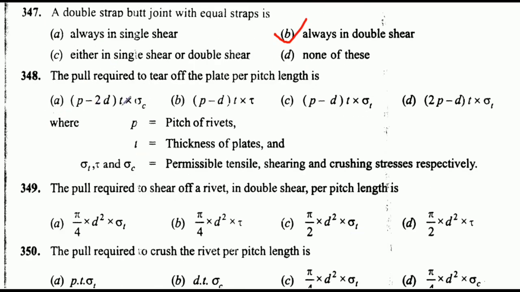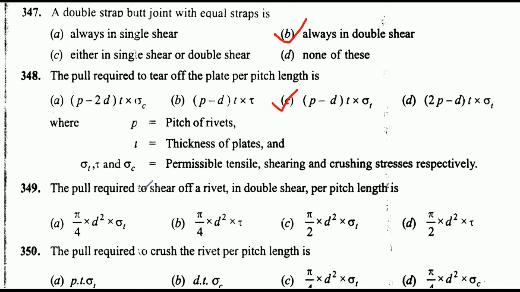Next is, the pull required to tear off the plate per pitch length is, here friends these are the options, and here p is equal to pitch of rivets, t is equal to thickness of plates, and sigma t, tau and sigma c is equal to permissible tensile, shearing and crushing stresses respectively, and here correct answer is option C, that is this one. Option C is, the pull required to tear off the plate per pitch length is (p minus d) into t into sigma t.